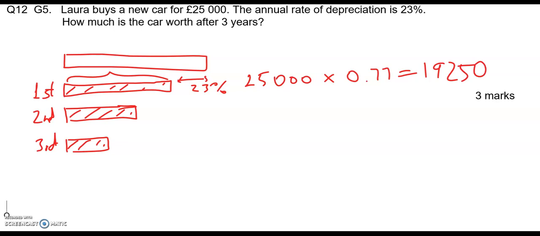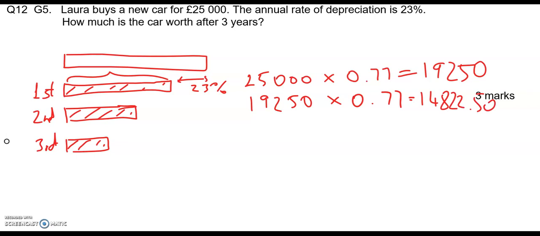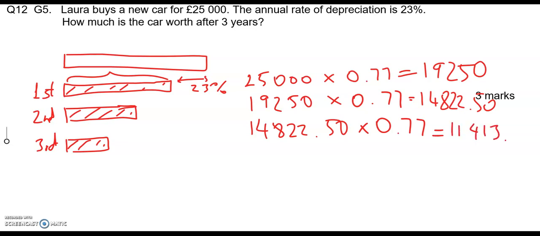So we've got that amount. Now, in the second year, we're going to have only 77% of 19,250, which is £14,822.50. Now for the third year, we go £14,822.50 times 0.77, and that gives us 11,413.325. In terms of money, that is £11,413.33.